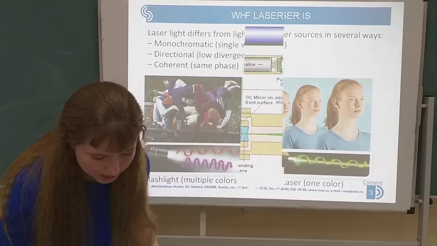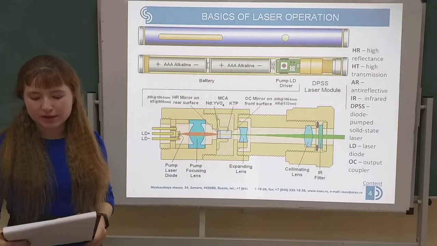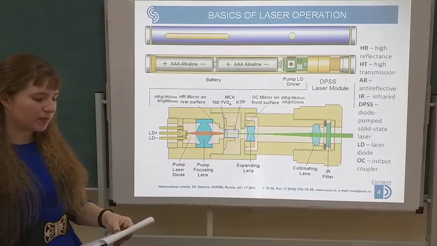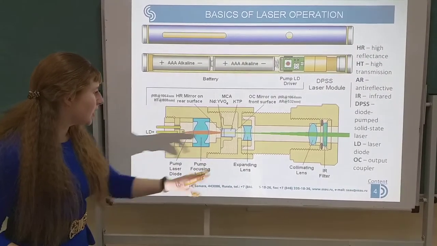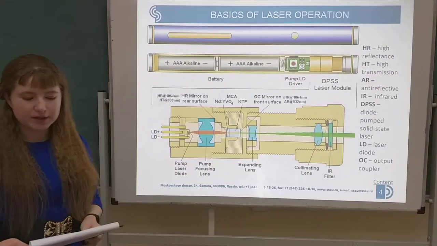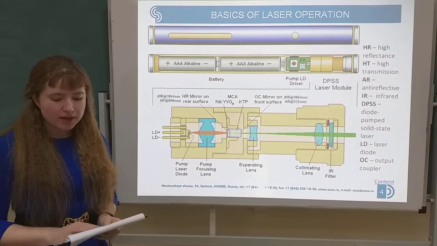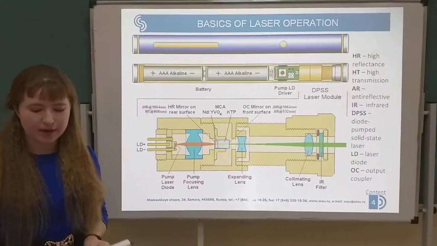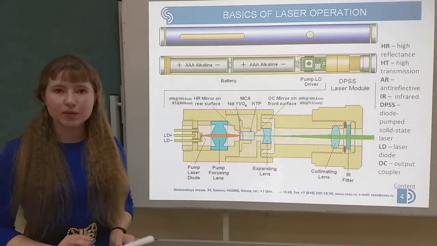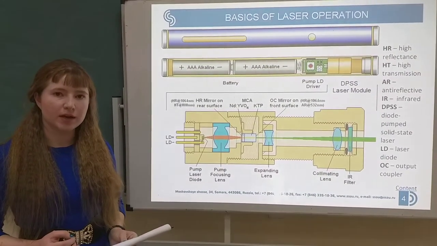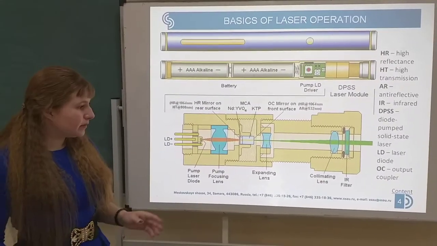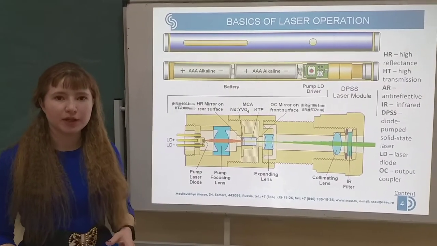So, now let's talk about how the laser works on the example of a DPSS laser. All lasers consist of three parts: external pump source, active medium, and cavity. A pump source directs external energy into the cavity. The active medium is located inside the cavity. According to the design, the active medium can consist of a gas mixture, a crystal, a semiconductor, or a fiberglass. When pump energy is supplied to the active medium, it's converted into radiation.